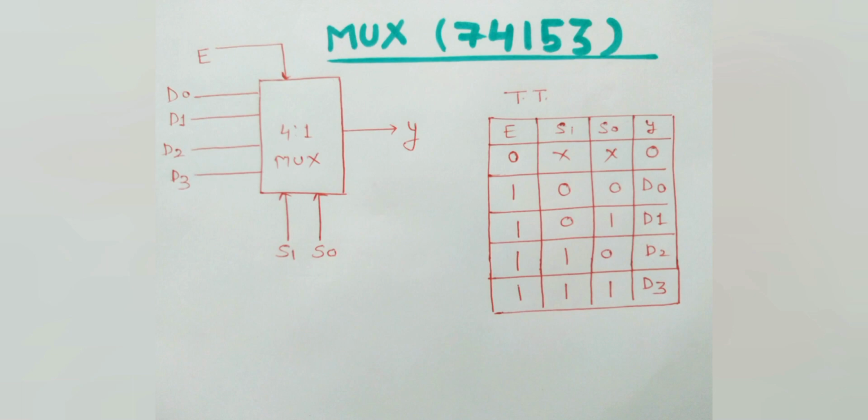Now this output is dependent upon the select lines, and as we know, for a 4:1 MUX we have two select lines, that is S1 and S0. There is one enable strobe to enable your device. Now we'll move to the practical.